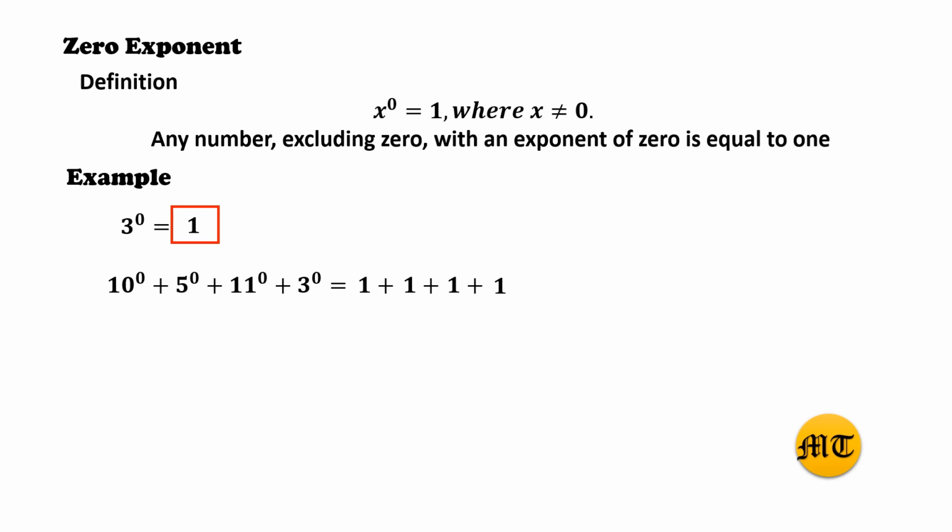After we simplify, let us now get their sum. We have 1 plus 1, and plus 1. Then, the sum is equal to 4. That is now the answer.